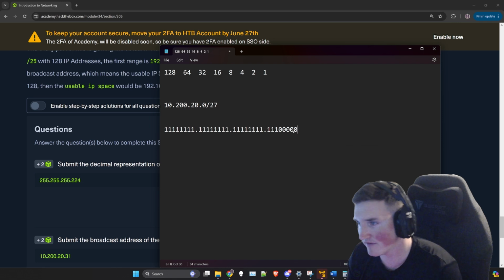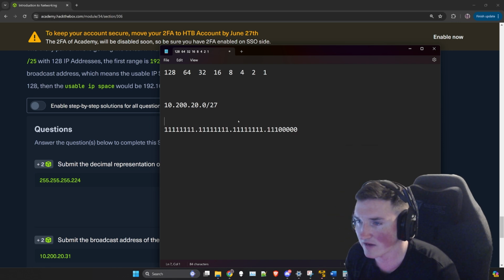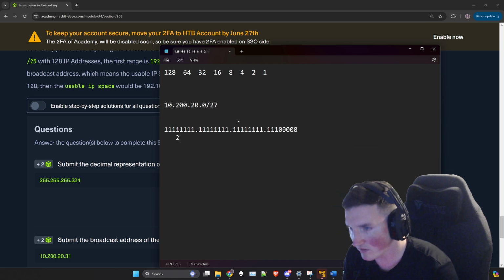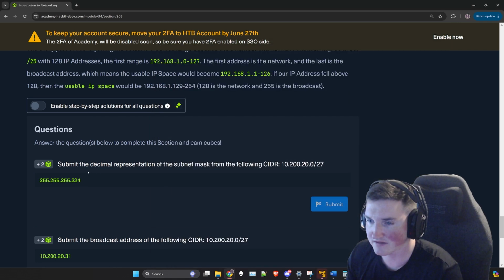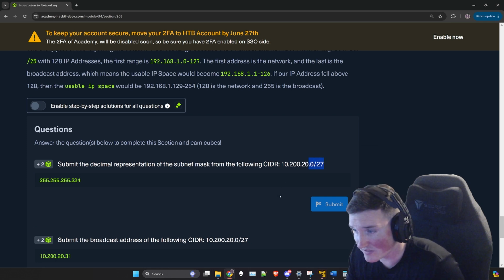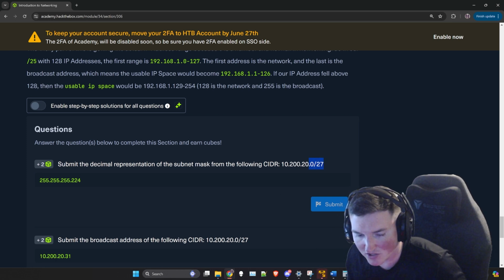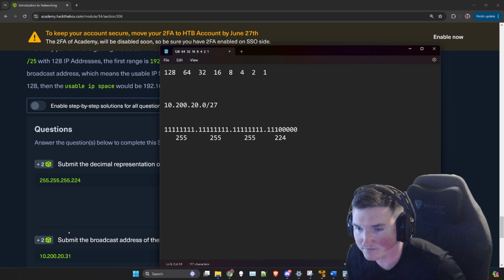These are going to be zeros. So now the actual subnet mask would be 255.255.255, and then we just did the math on this, 224. There's your subnet mask, right? It's that easy. We knew it was a /27. We add up the binary bits, and as long as we can pull up that chart, we are good to go.